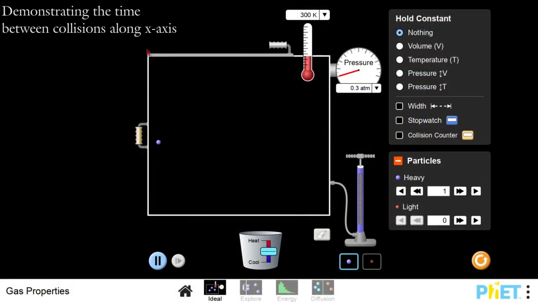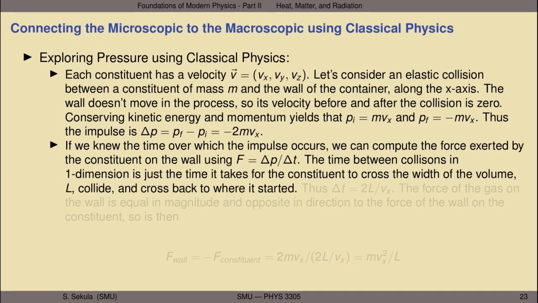Well, with a specific wall, the time between collisions in one dimension is just the time between when the constituent strikes the wall for the first time, bounces back horizontally across the box, strikes the opposite wall, then bounces back along the x-axis to the first wall, the one on whom we're considering the force. It's that time, the time between the collision with the wall, striking the opposite wall, and returning to the first wall. The time between collisions will be given simply as twice the length of a single wall along the x-axis divided by the speed along the x-axis of that constituent, 2L over Vx.